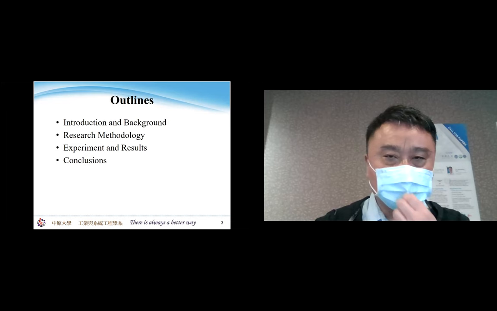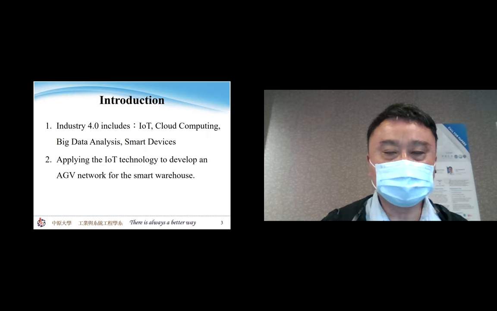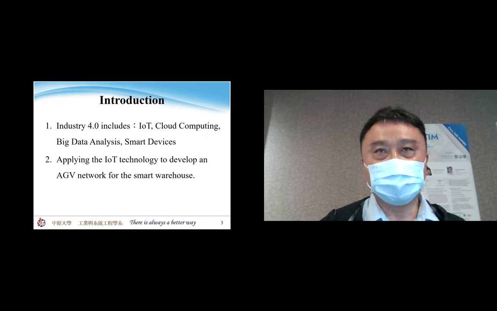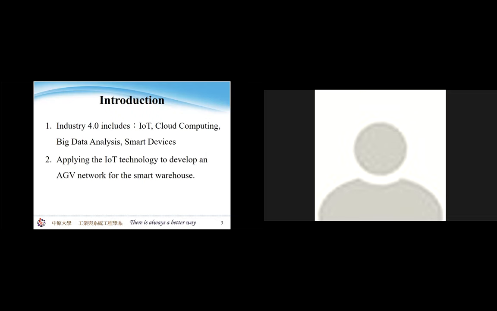Why do we want to do this research? Right now Industry 4.0 is very popular, and during the pandemic, we want to keep away, we don't want people to have such close interaction. So we may want other machines to help us. In Industry 4.0, we have IoT, Internet of Things, cloud computing, big data analysis and smart devices.